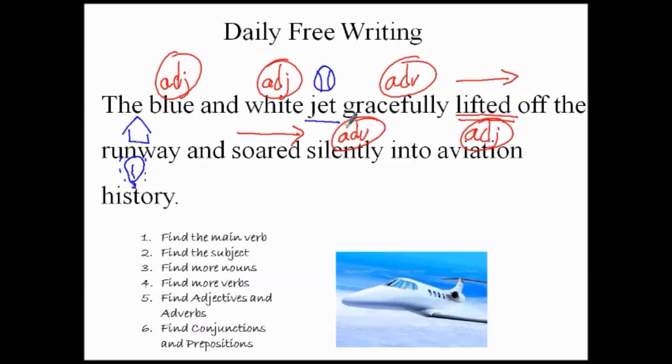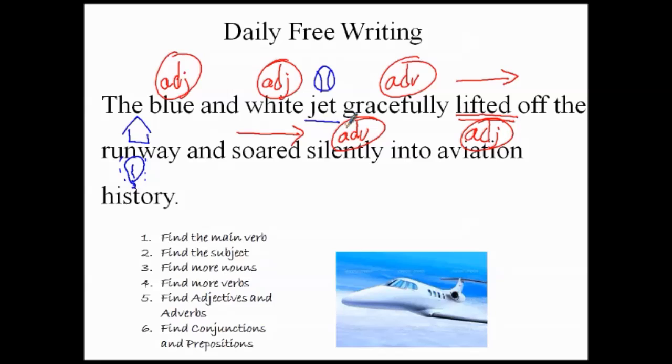Okay, number six. We're going to look for our conjunctions and prepositions. If we've done everything right so far, the remaining words must be either conjunctions or prepositions. Conjunctions generally tie two or more of the same parts of speech together, or two phrases or clauses together in a sentence. It's like coupling two railroad cars.